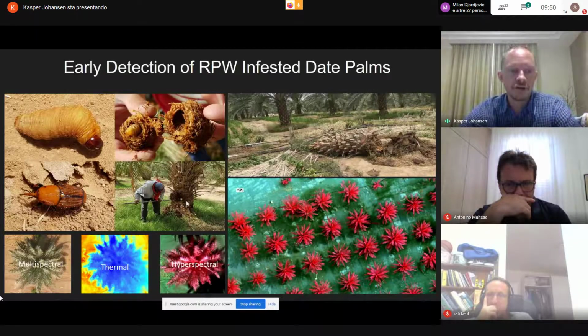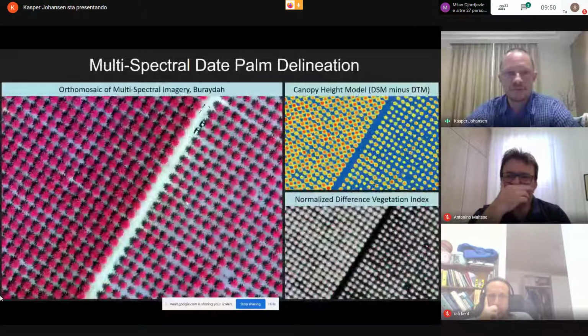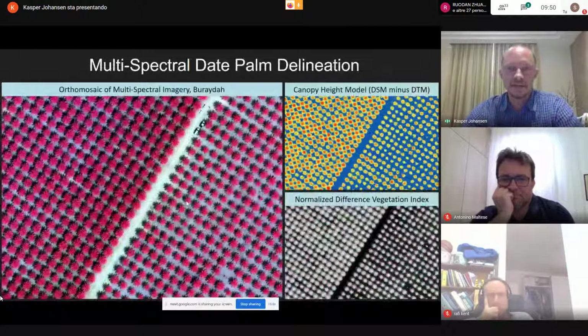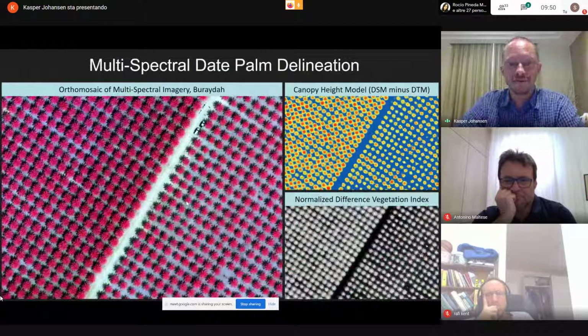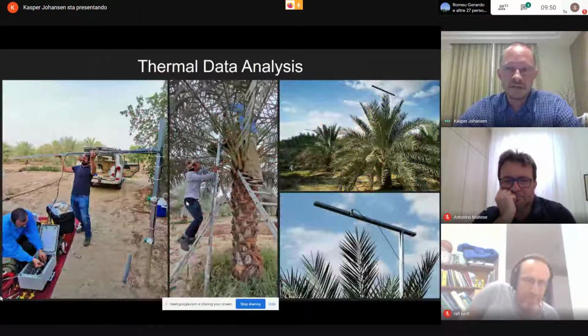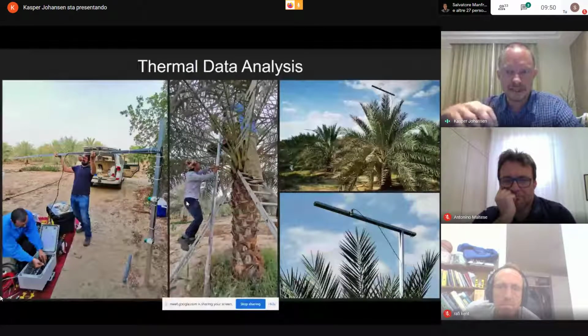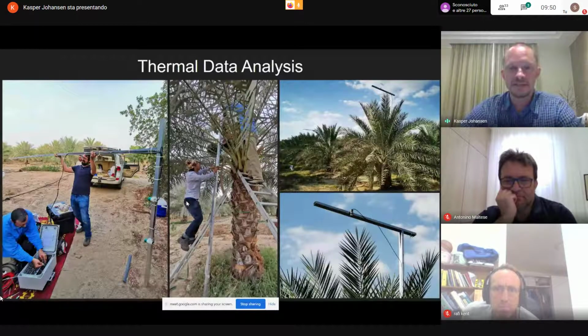So far we have used multispectral data, thermal data, and hyperspectral data to map date palms and see if we can discriminate healthy from infested trees. And to be honest, we haven't had much luck at all so far using any of those sensors. So to investigate a bit further, in early February, we installed a number of Apogee thermal sensors on top of the center of a number of date palms that were both healthy and infested.